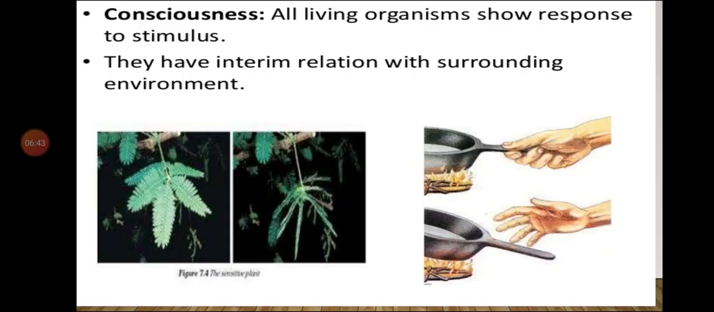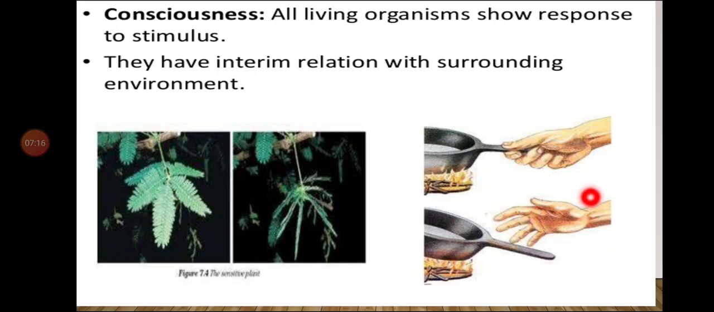Then the next characteristic is consciousness. Consciousness means all living organisms show response to stimuli. They have an interrelationship with the surrounding environment. You can see here a person holding a pan that is being heated, and after some time the heat is transmitted to the pan and it becomes hot, and as the pan becomes hot, this person removes the hands. That shows response to stimuli.